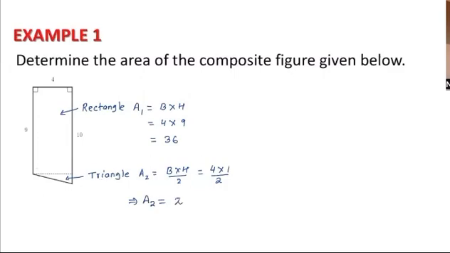That means the total area will be the area of the rectangle plus the area of the triangle. Area of rectangle is 36 plus the area of triangle is 2. That is equal to 38 square units. So this is how we can find the area of a shape like this.